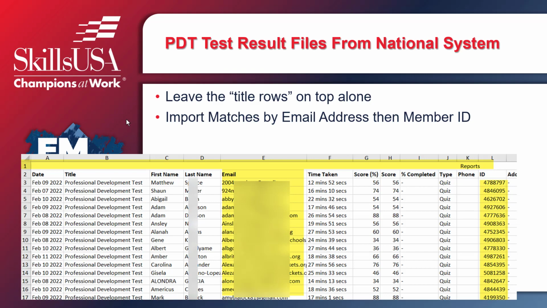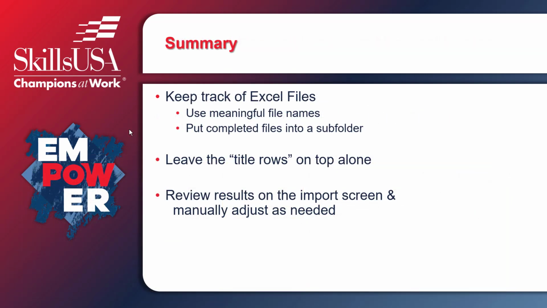All right, so let me bounce back over to Excel and give you a quick summary. I think it's best if you keep track of those Excel files by using some meaningful file names. If you're downloading these from the Championships Hub or the National Online Test Platform, you may get dozens or potentially hundreds of Excel files. You'll need to name those appropriately. I would create a subfolder called completed online tests and move those completed files into it. As you import them, move them into that subfolder so you keep track of which ones have been done and which ones have not.